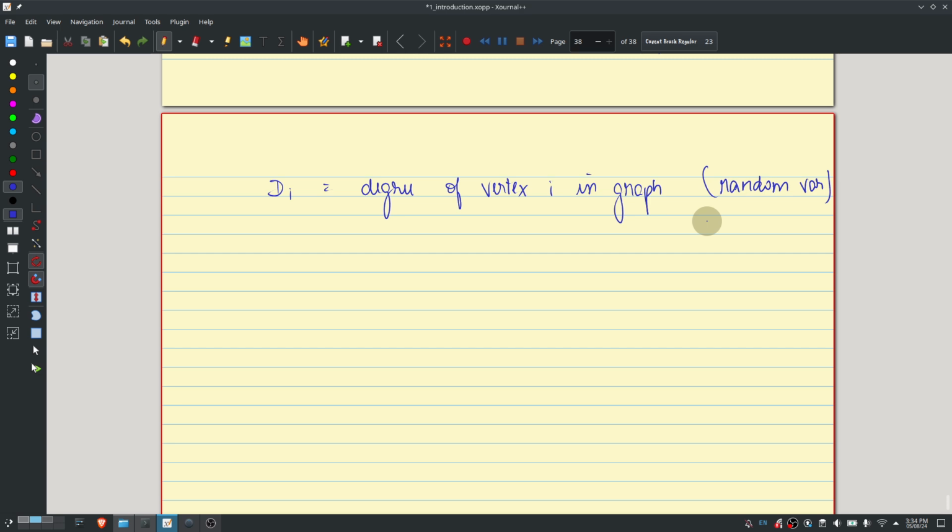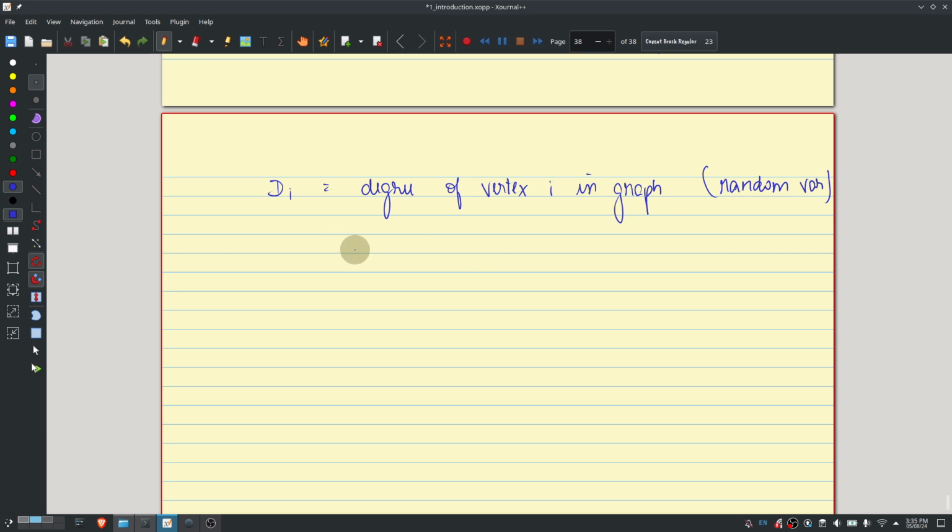Now, the edges themselves are all independent of each other, right? Because of the way we have defined it. But what can you say about the degree of two different vertices? Let me take vertex 1 and vertex 2. What can you say about the degree of vertex 1 and degree of vertex 2? Are they independent of each other?